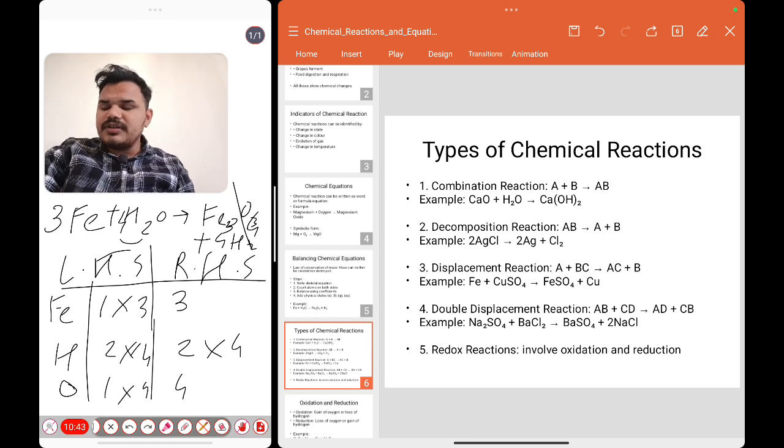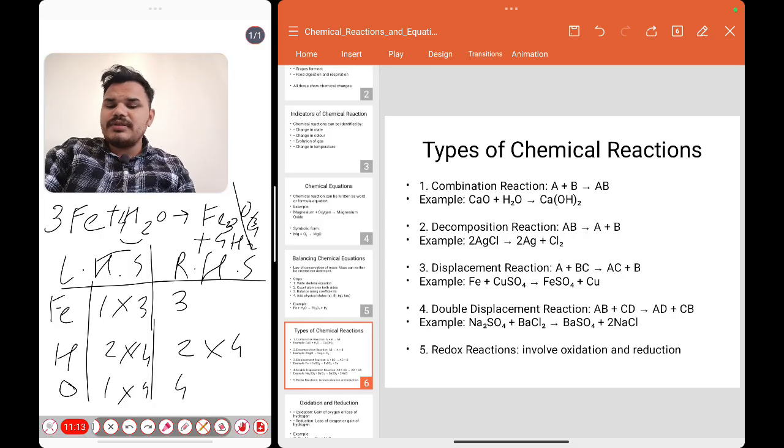Then the second one, decomposition. The decomposition reaction is nothing but such a reaction in which whenever something is decomposed, it will be formed in multiple parts. It is broken down. That is why in that reaction only one reactant is there. After that we'll get multiple products. That is 2 AgCl, that is the silver chloride. You will get the silver and the chlorine gas.